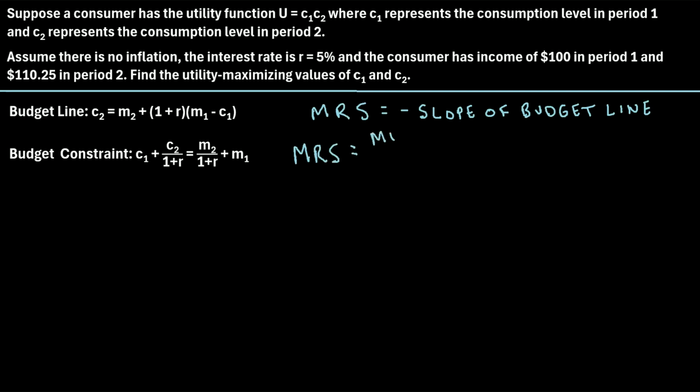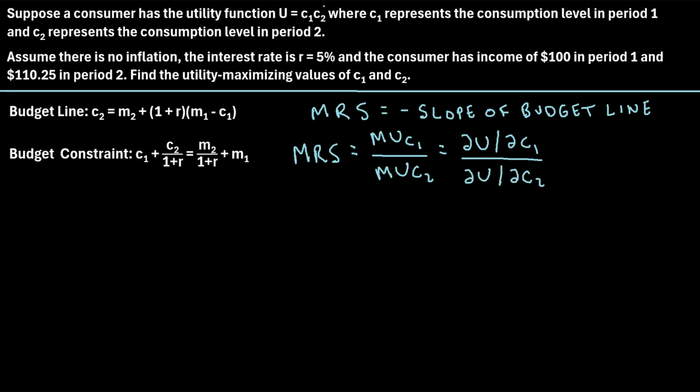The marginal utility of the consumption from period 1 divided by the marginal utility of the consumption from period 2. So the way we find the marginal utility of consumption from period 1 is we take the derivative of the utility function with respect to C1. And the way we find the marginal utility of the consumption from period 2 is we take the derivative of the utility function with respect to C2.